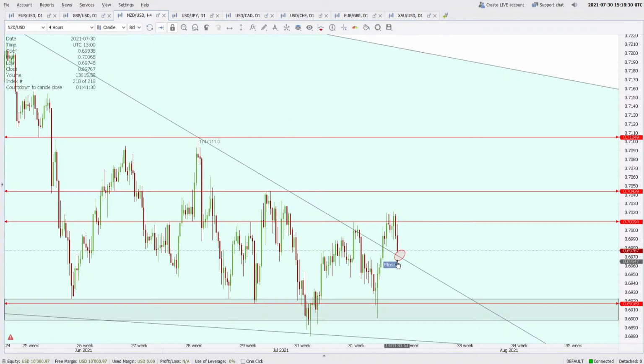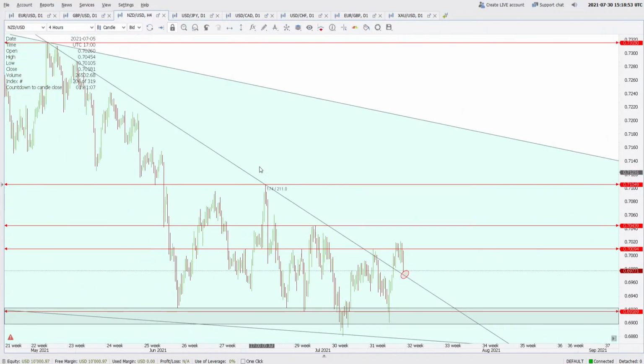So expect some bullish price action here, and if that happens, then you can also go long in this one with the target around this one. You see, this is also a measured move, my friends. This is also a measured move.